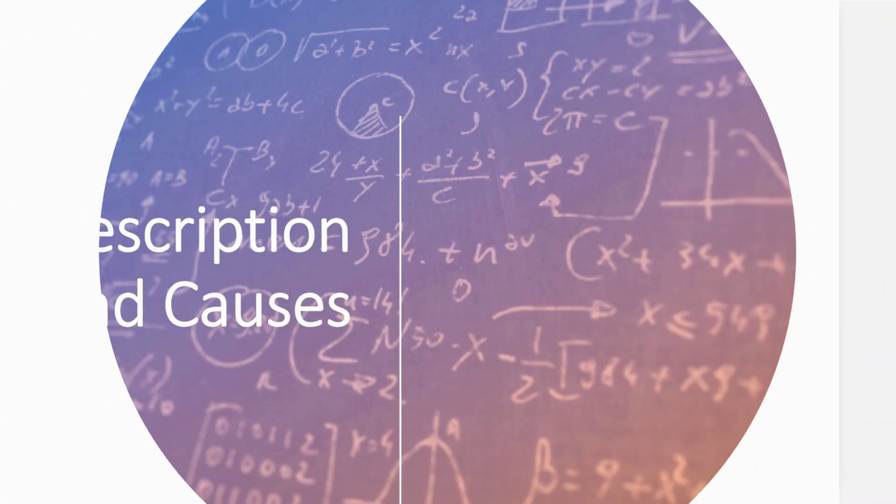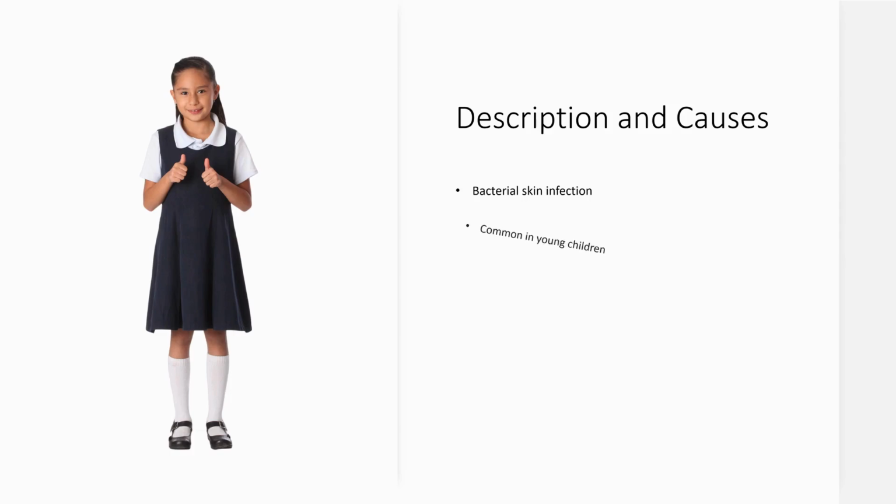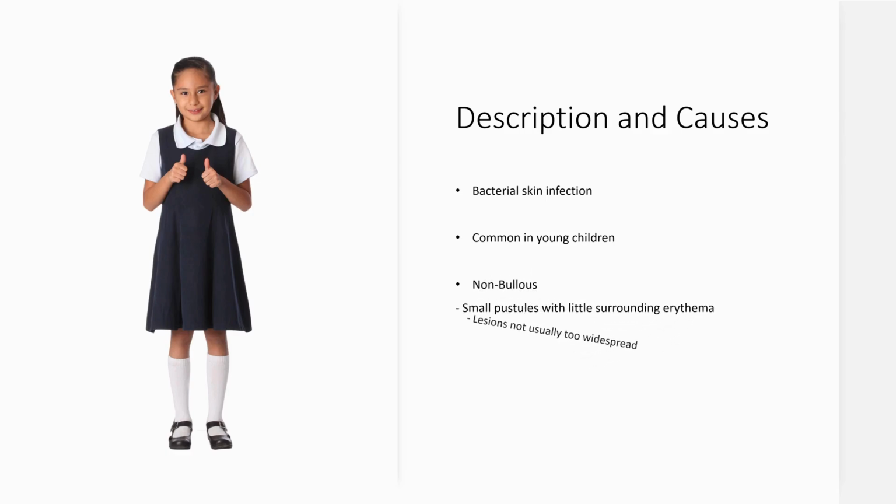Any suggestions welcome. Impetigo is a highly contagious bacterial skin infection. It's the most commonly seen skin infection in young children in the UK, but it can affect all ages.